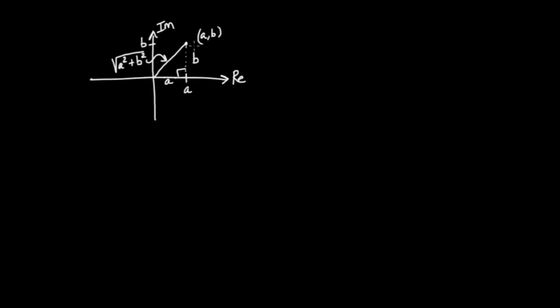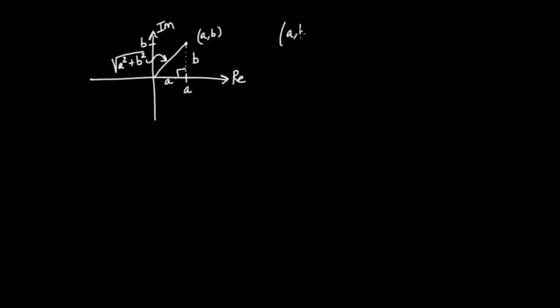Now, very naturally, we can define a sort of distance with this complex number a b. That is, we can define the distance from that point to the origin. And it's going to be given by precisely this quantity, the square root of a squared plus b squared. So let me write out precisely that.